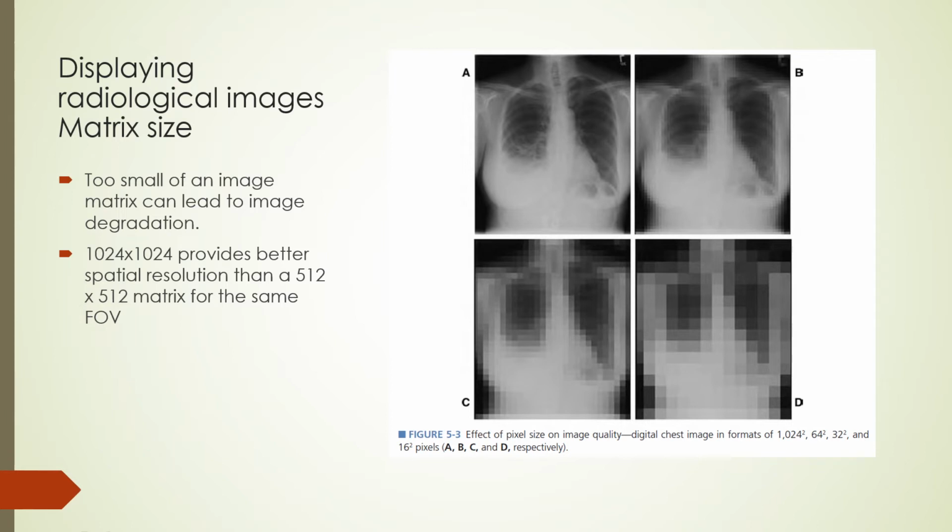A digital chest image requires at least a 1024 by 1024 matrix to properly display the image. The images on this slide show a chest image displayed in various formats. You can see the effect of the matrix on the image. In general, an image format should be selected so that the pixel size is less than 1/2 the size of the smallest object to be seen.